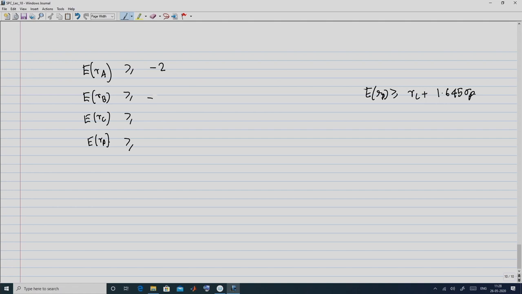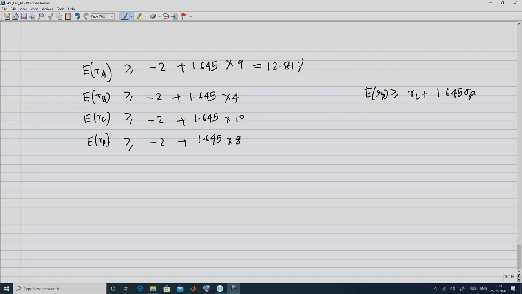So this is minus 2, plus 1.645 into sigma p. The sigmas were 9%, 4%, 10% and 8%. So, in the first case, this turns out to be equal to 12.81%. In the second case, this turns out to be equal to 4.58%. In the third case, this turns out to be equal to 14.45%. And we have the last one to be 11.16%.